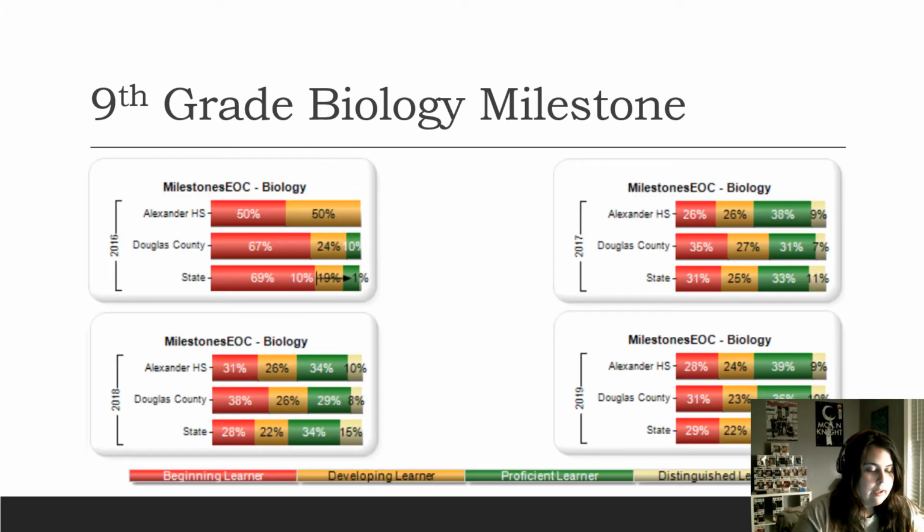Okay, here we have our data compared to the county and to the state across our 4 years. So you can see that for 2016, we were lower in our beginning learner category compared to county and state. And then over the years, it kind of catches up, stays even, and there's not too much fluctuation within all the data.